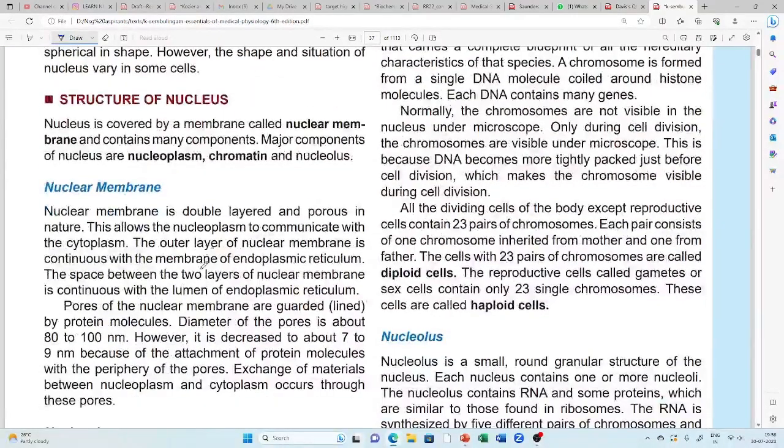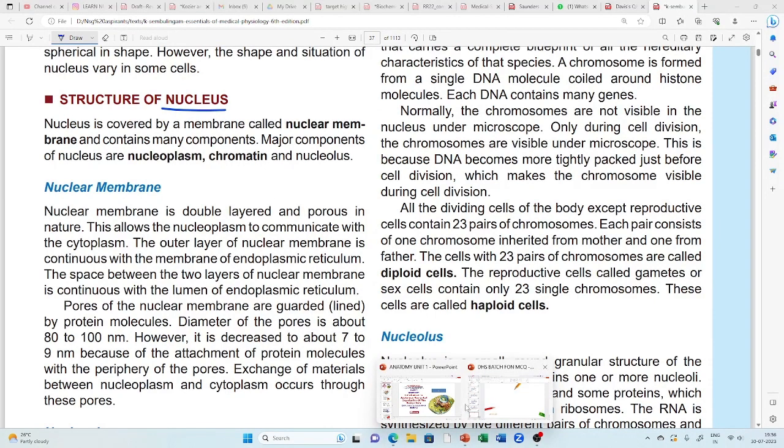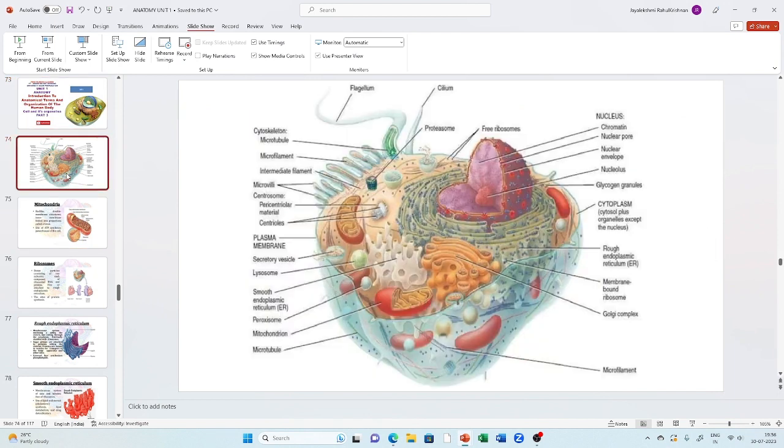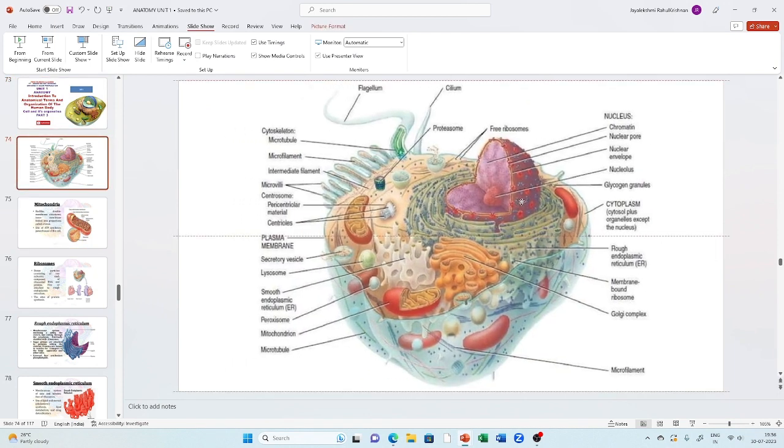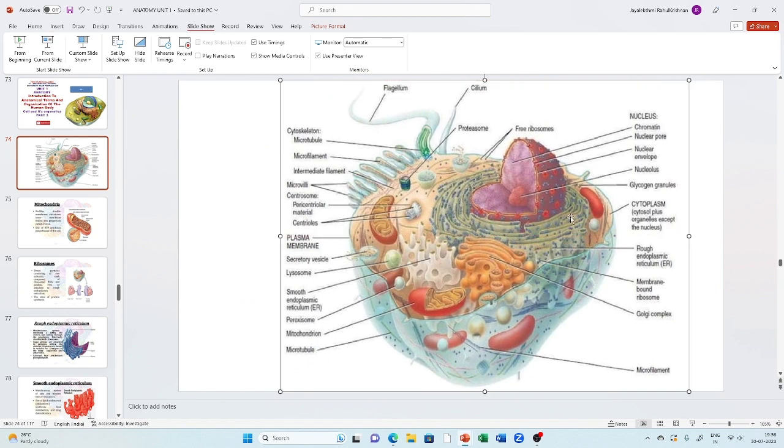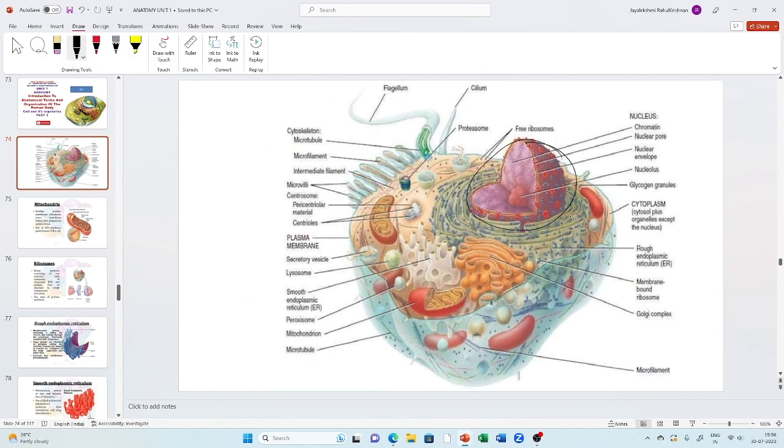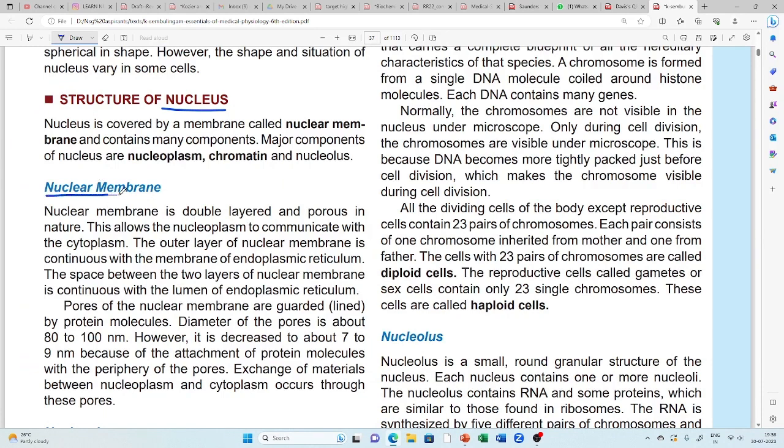Next, the structure of the nucleus. Here I will show you the picture. In the cell, this is the nucleus, in the center of the cell. The nucleus has an outer membrane, known as the nuclear membrane. That is double layered and porous in nature. Porous means it has holes.